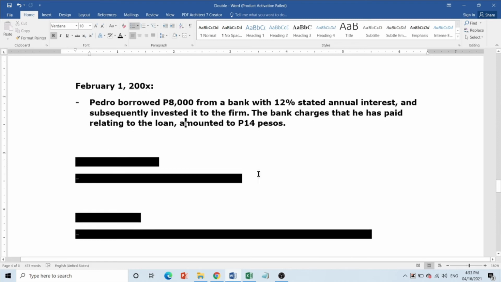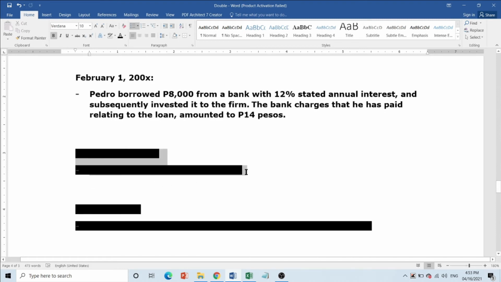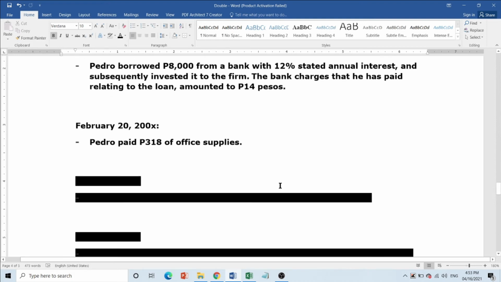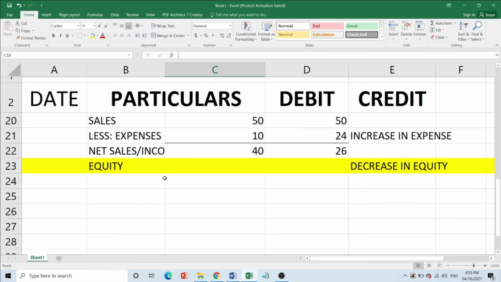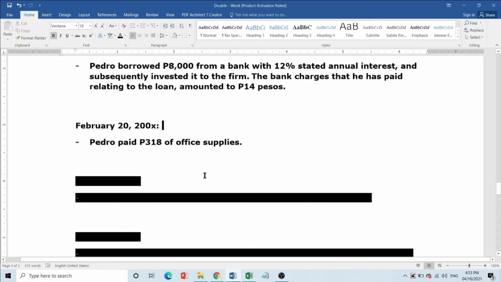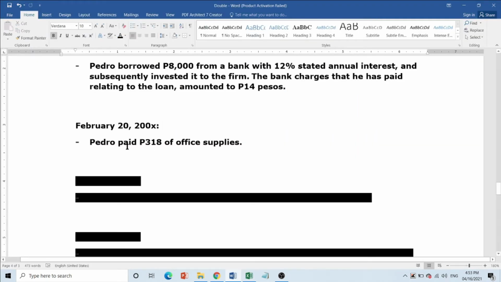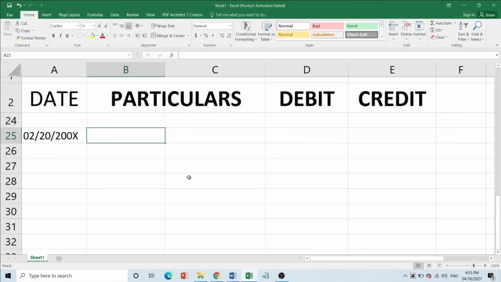Okay, next transaction. Yan. February 20, 2000X, Pedro paid 380 of office supplies. Basic. Dali lang po to. Noong February 20, 2000X, Pedro paid office supplies 380. Debit natin sa office supplies amounting to 380. Office supplies is an asset account.